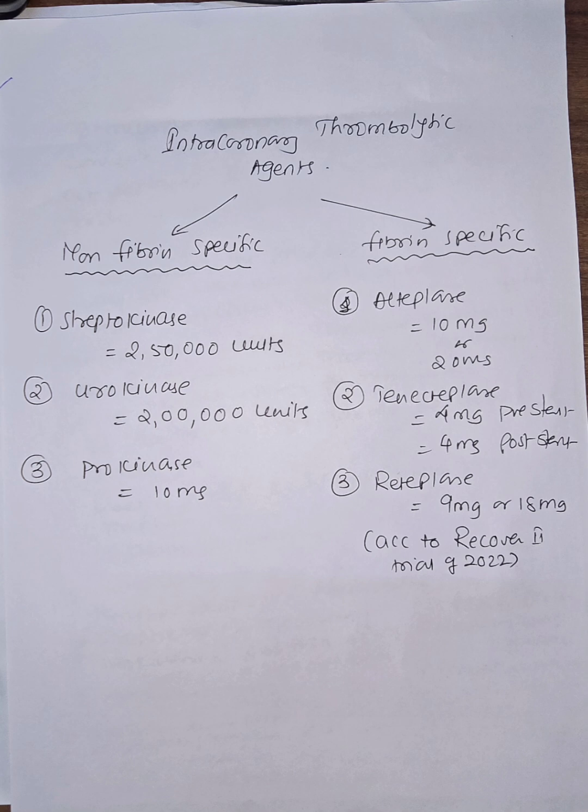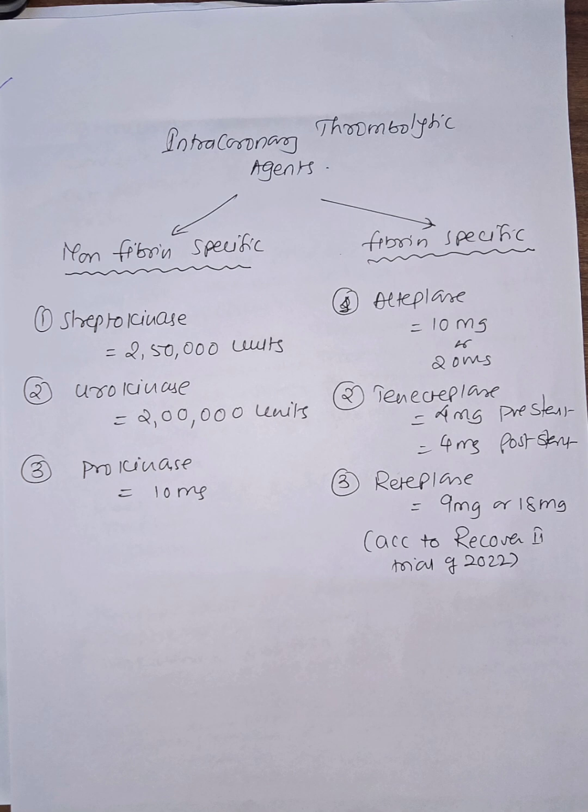Tenecteplase 4 mg pre-stenting and 4 mg post-stenting is usually indicated. Reteplase exact dose is not available, but according to a recent trial, the RECOVER-2 trial, published in 2022, 9 mg or 18 mg can be given intracoronary.